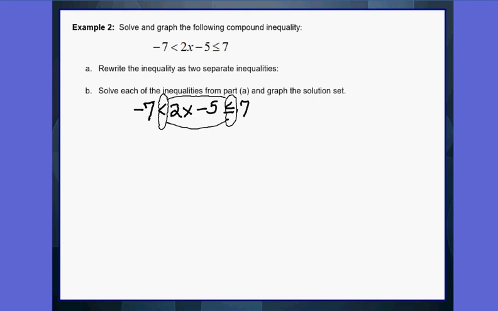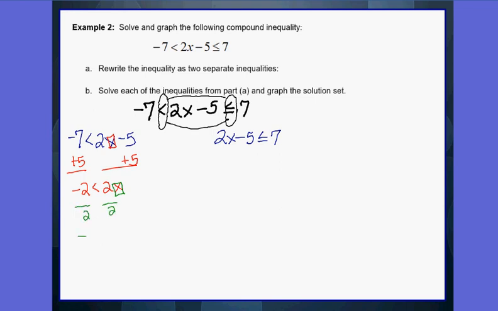So I should rewrite this as -7 is less than 2x minus 5, but then the middle also reaches to 2x minus 5 is less than or equal to +7. Okay, time to solve. I want to isolate the x by adding 5 to both sides. We have -2 is less than 2x. I now want to divide by 2.